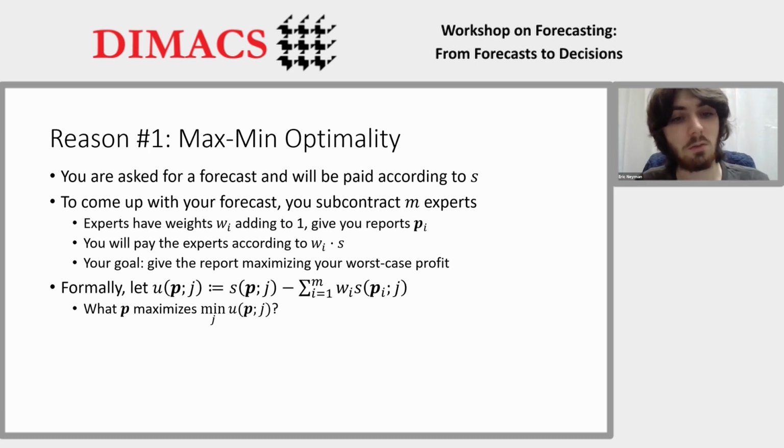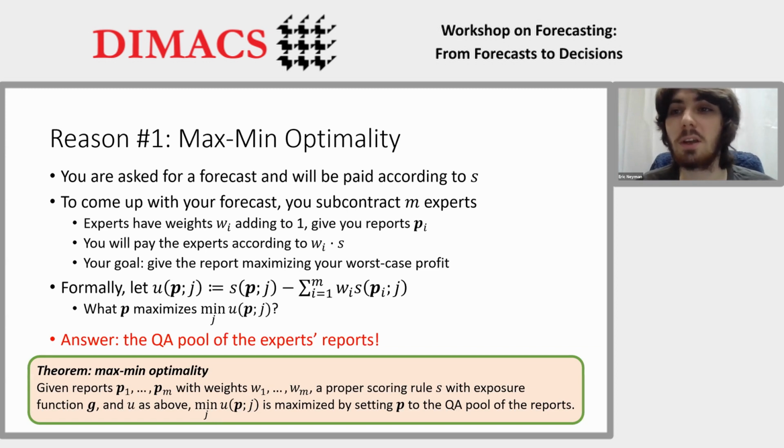So formally what you want to maximize is your worst case profit, which is the worst case value over the outcome J of the score you receive minus how much you pay out to the experts. And it turns out that QA pooling is precisely what accomplishes this. And in fact, your profit, if you do QA pooling, is going to be the same no matter the outcome. And an alternative interpretation of this fact is that QA pooling improves upon choosing a random expert by the most amount in the worst case.